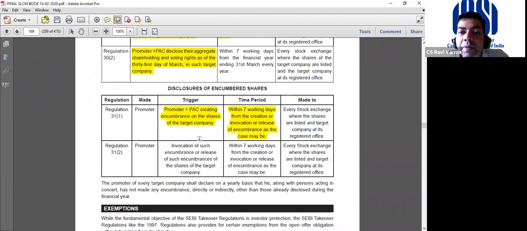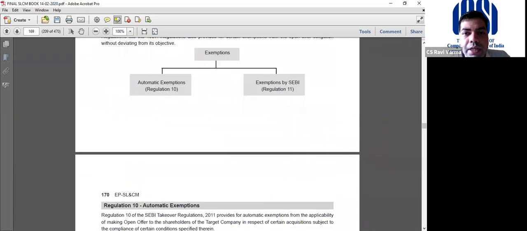Similarly, when this pledge is released, they should also inform within 7 days from the creation of invocation. Either it was invoked or it was released. That means indirectly, if you look at this, SEBI controls everything: acquisition, continual yearly disclosure, or pledge also if you create a pledge on the shares. So all these things are taken care of.